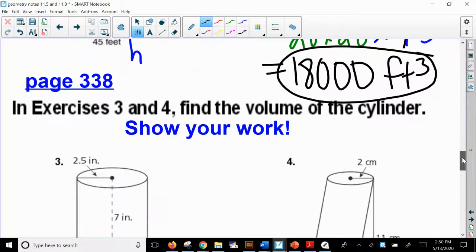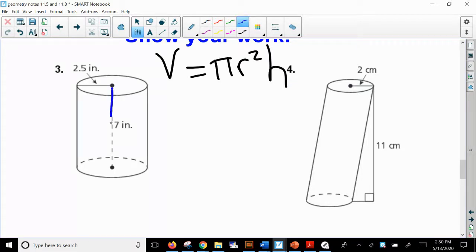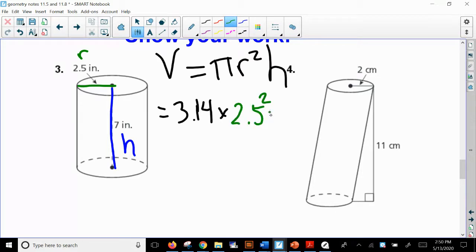Alright. Moving on for a cylinder. So that formula is pi times radius squared times h. 7 is my height. That's how tall it is. And I see that the radius is right here, which is 2.5. So my volume, I'm going to put in pi 3.14 times radius squared. So 2.5 to the second power times my height, which is 7. And I'm going to throw it in the calculator.